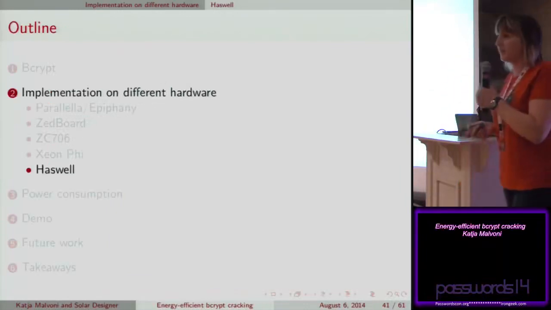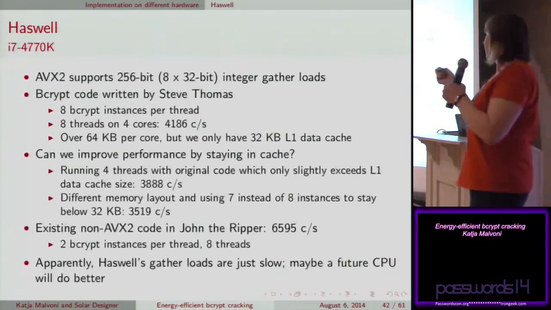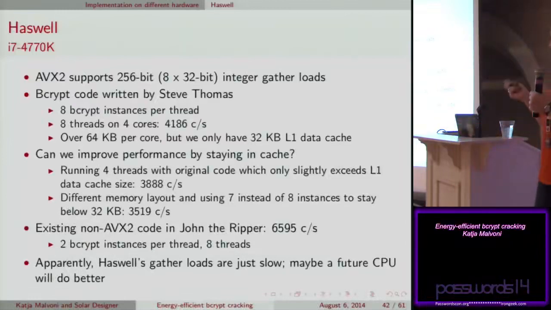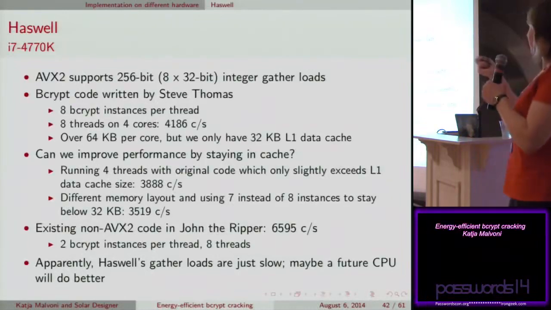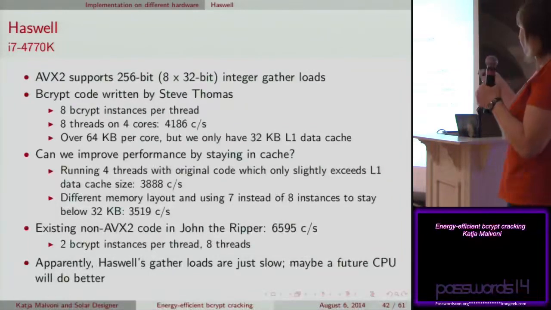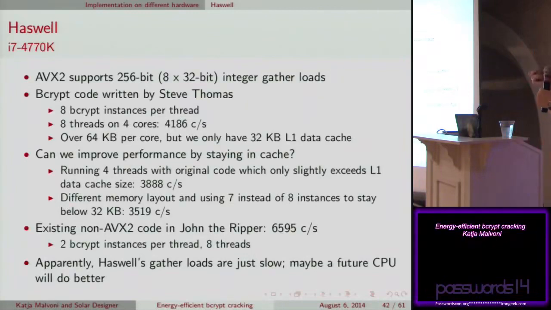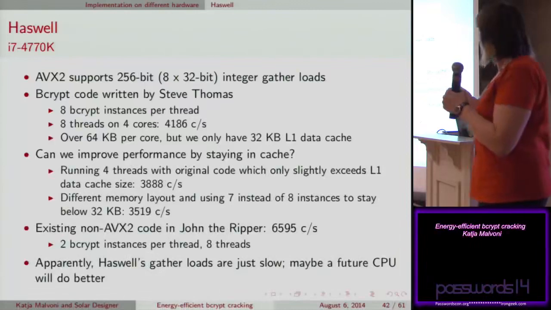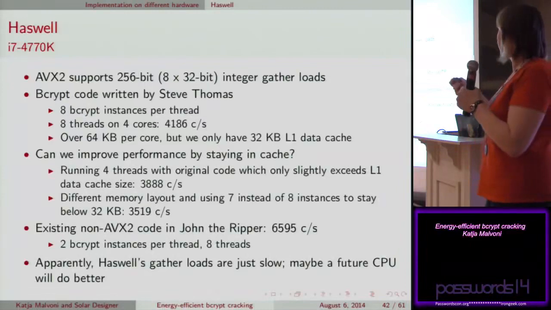And the last architecture that we tried to use was Haswell, also from Intel, with AVX2 instructions. And the bcrypt code was written by Steve Thomas. Thank you, Steve. And with 8 bcrypt instances per thread, we got this performance. However, these 8 threads use over 64 kilobytes, while the data cache size is much lower. So we tried to modify the layout to stay in cache. And these are the results that we got.